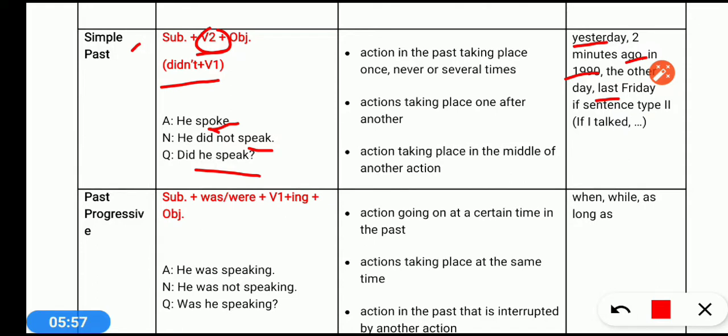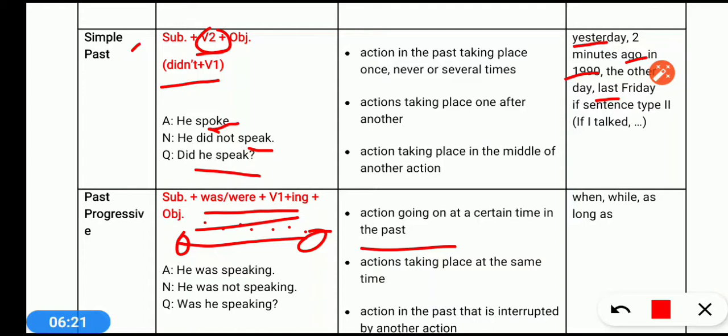Let's go ahead. Past continuous tense. Past continuous tense is used to say what was happening at a particular time in the past. Like yesterday in the evening, what was happening? 6 to 7, what was happening? What I was doing in the evening, in the morning, in the afternoon, in a particular time. So to show what someone was doing at a particular time, we use was, were plus ing form.